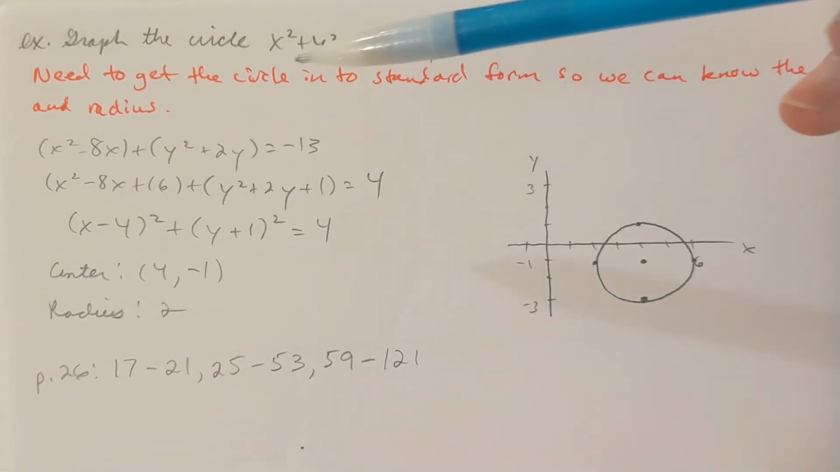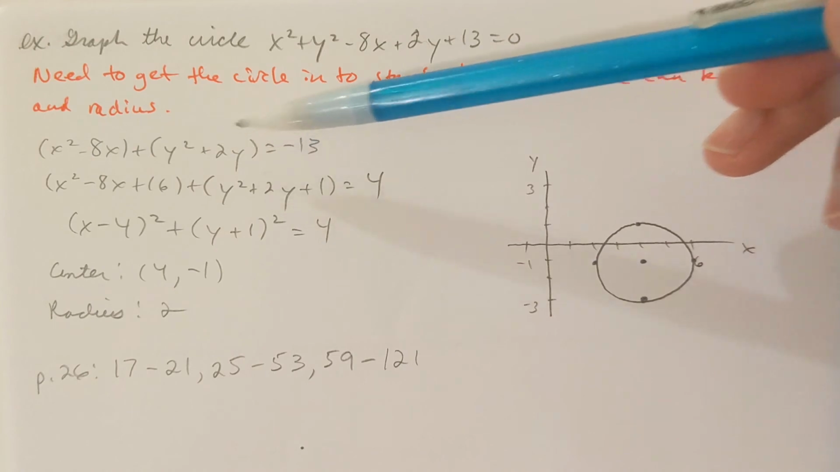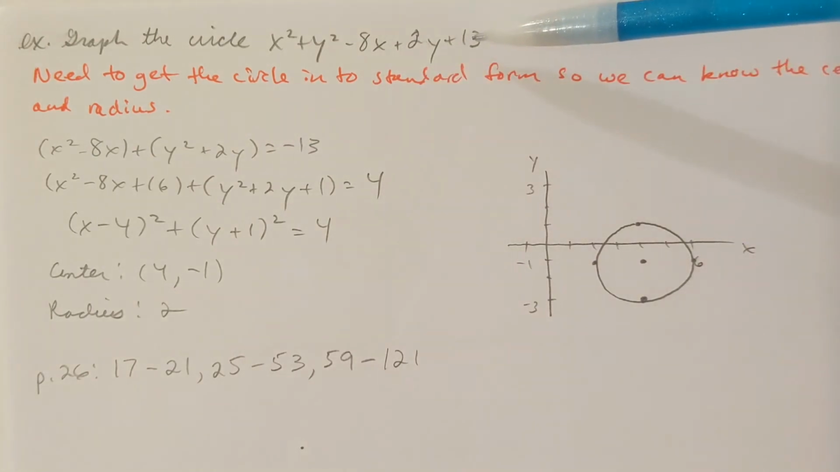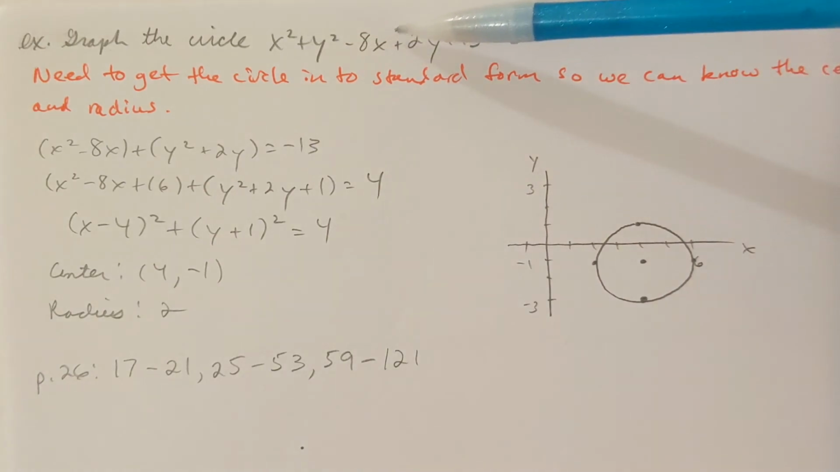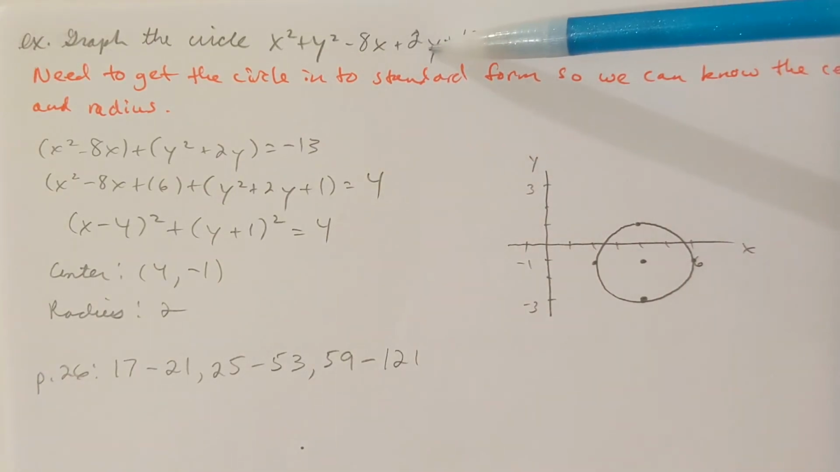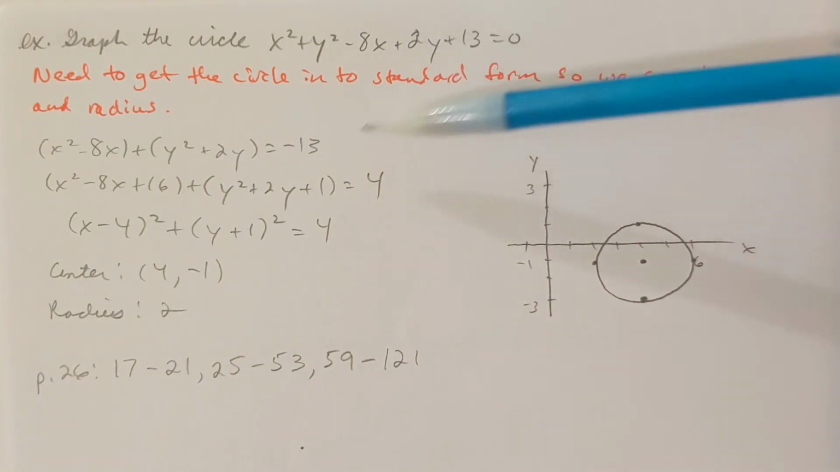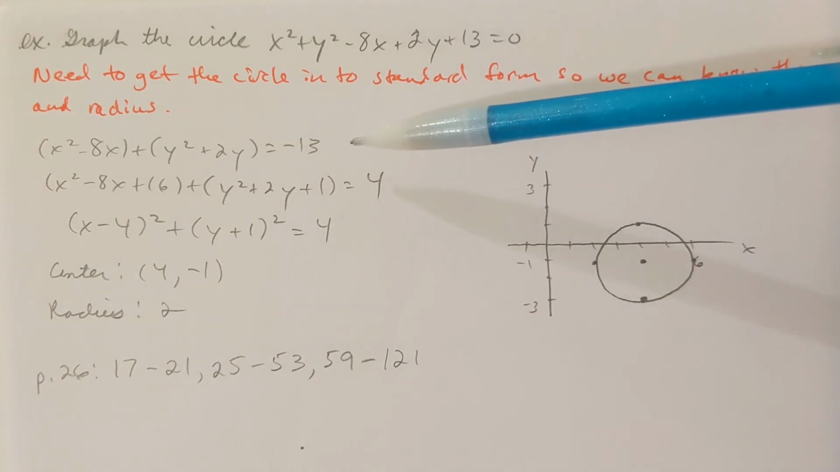Well, I'm going to start by getting my x's and y's together and bring the constant over to the right. Okay, so x squared minus 8x plus y squared plus 2y equals negative 13.